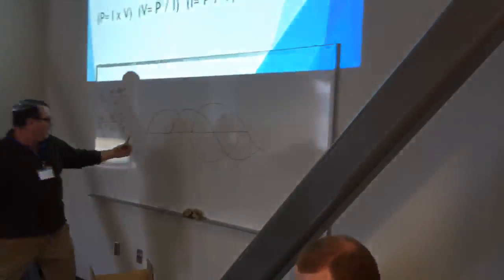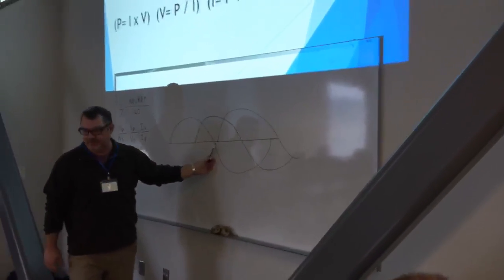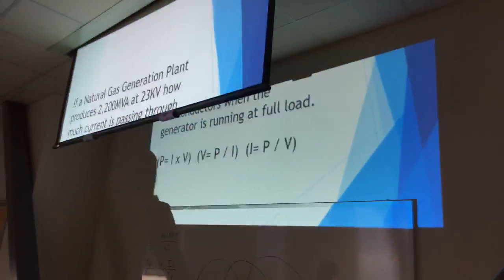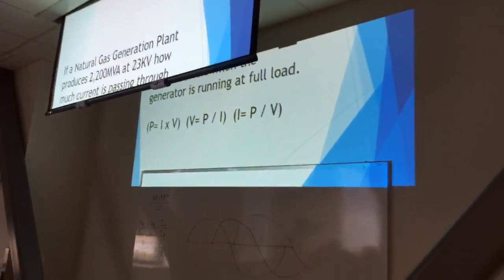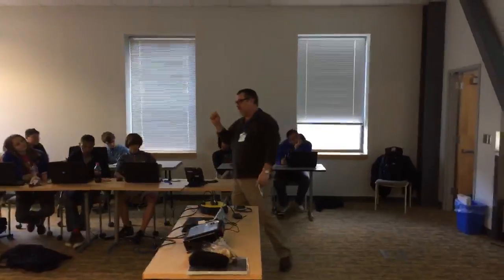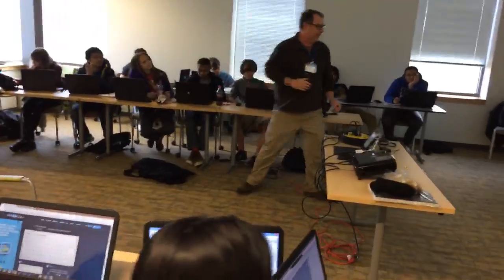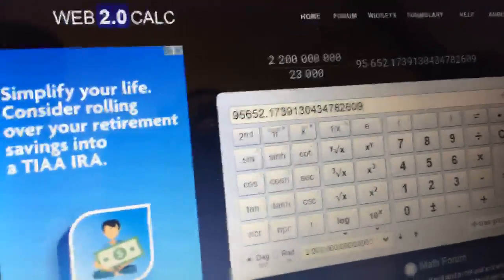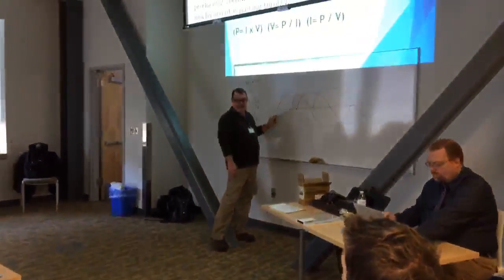And 120 degrees from there, my third phase will start. This is A phase, B phase, and C phase. All right? When I asked you to calculate this up here, you gave me 95,000 or something. That's line to line, the voltage from this phase to this phase. But I need to know how much current is on each one of these lines. You with me so far?